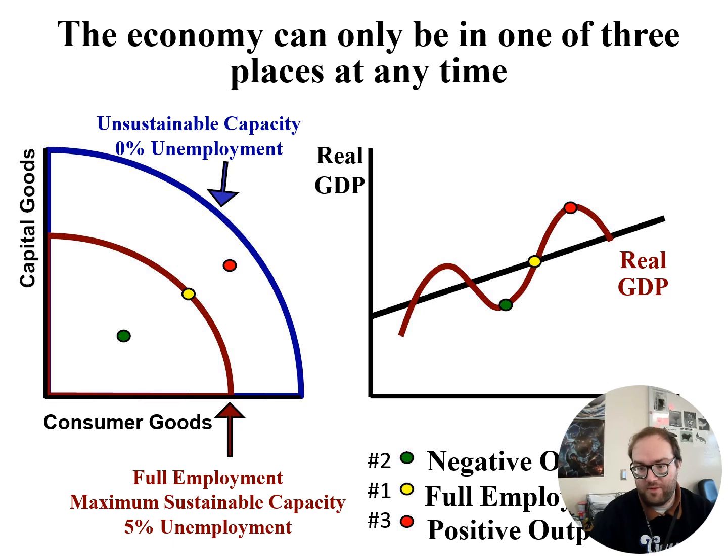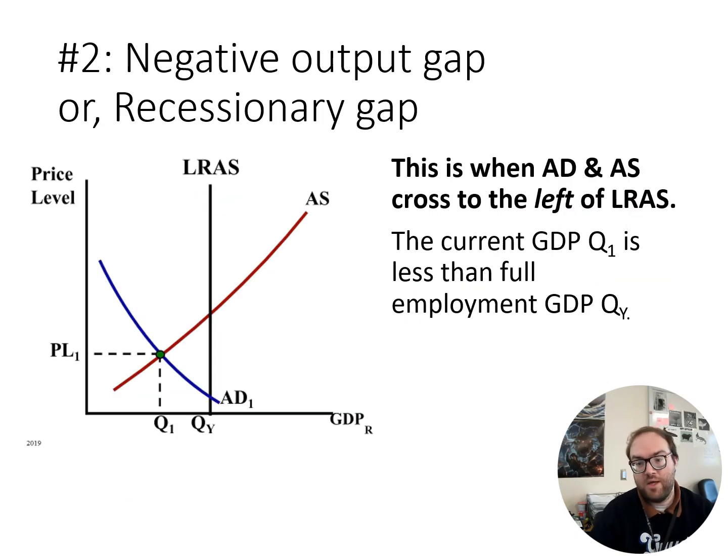So again, the three places. The second place that we can be when we combine these graphs together is what's called a negative output gap or a recessionary gap. And the definition for this is when aggregate demand and aggregate supply are crossing to the left of your long-run aggregate supply.